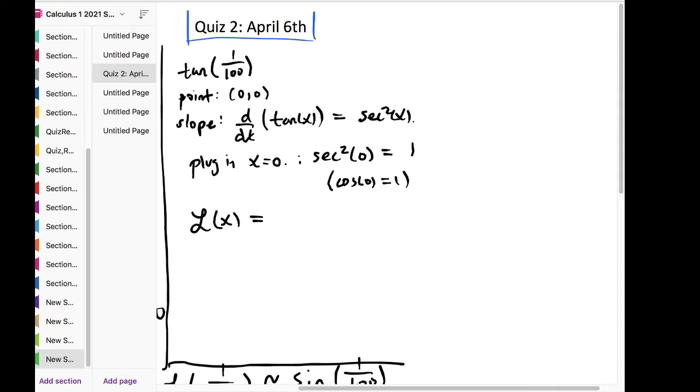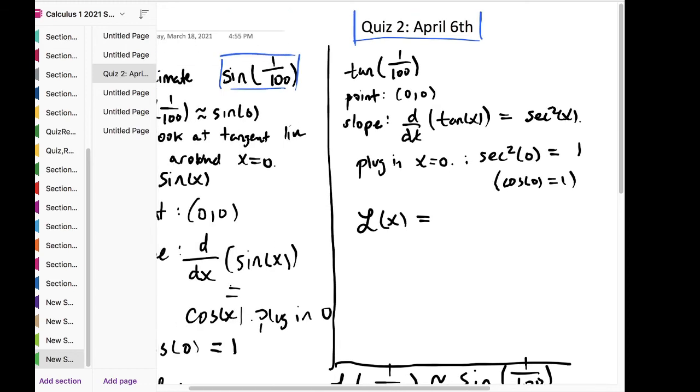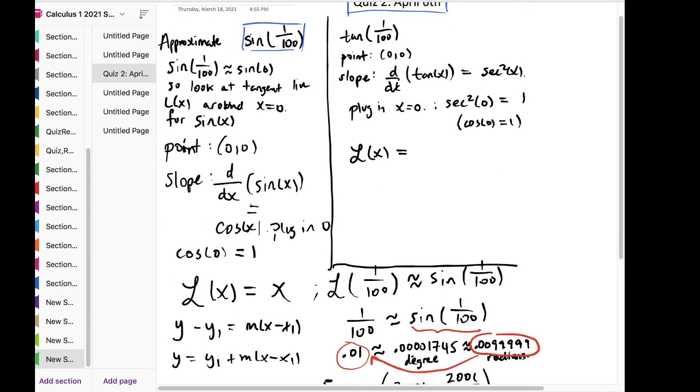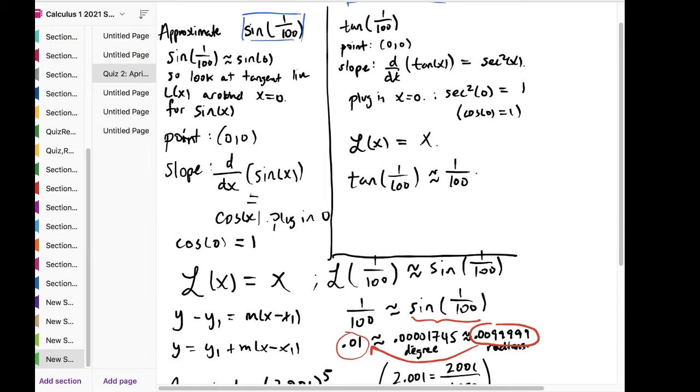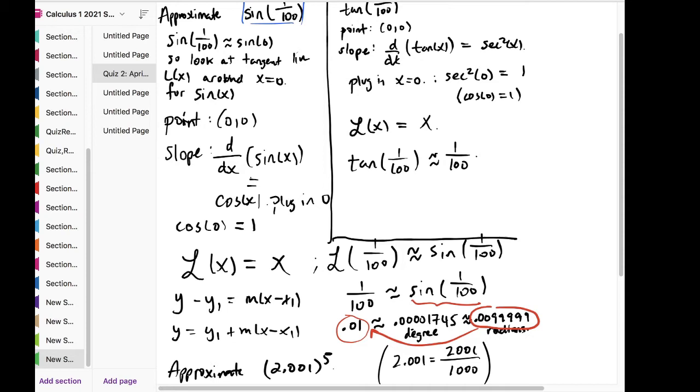So it was the same as sine, right? The derivative for the slope for the tangent line for sine was also 1. And the point was also 0, 0. So that means that tangent of 1 over 100 is very close to 1 over 100 as well. So again, can someone plug in tangent of 1 over 100 in both radians and degrees just to see the difference?